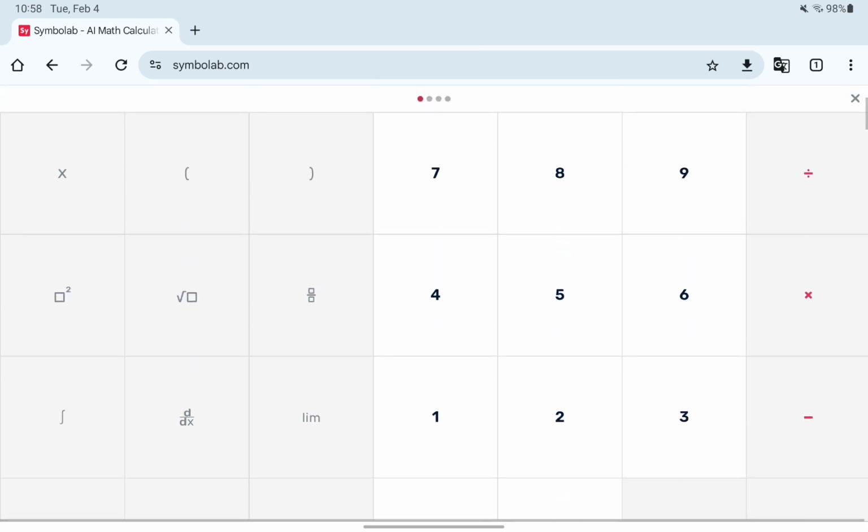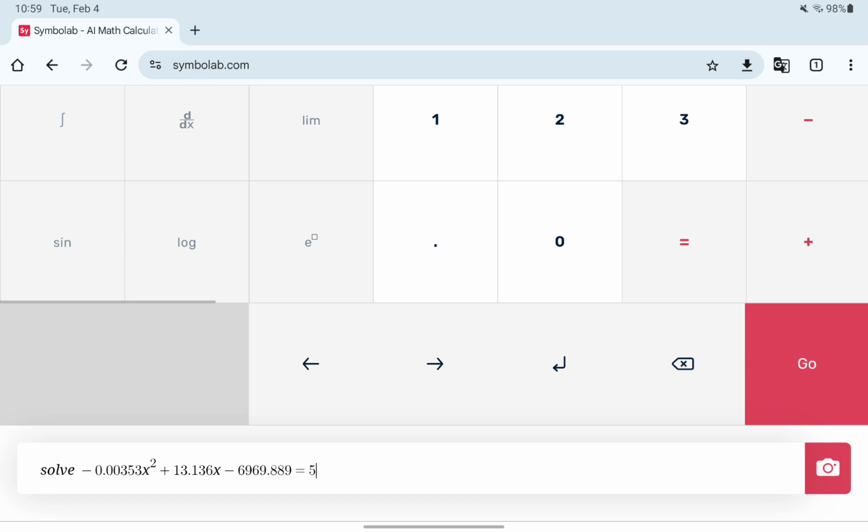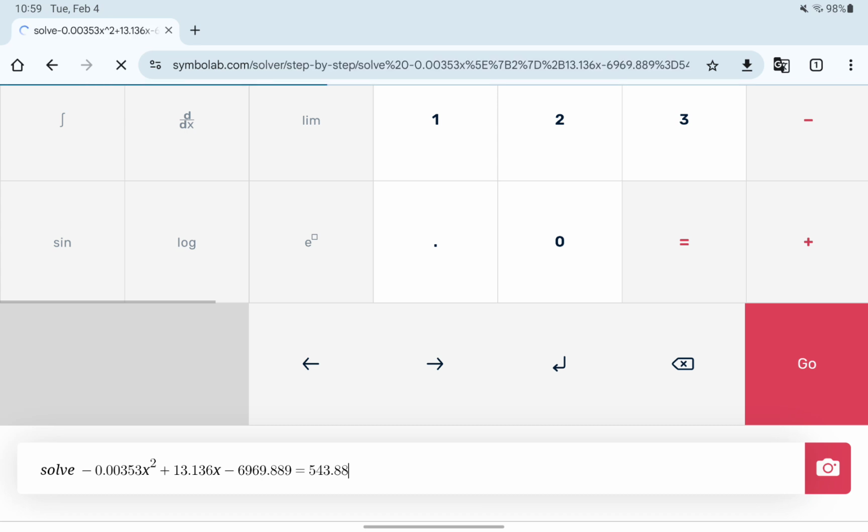We can switch over to Symbolab and ask it to solve that expression, negative 0.00353x squared plus 13.136x minus 6,969.889 equal to 543.88. Should be minus, not equals, minus.